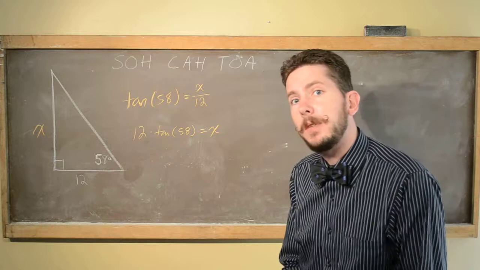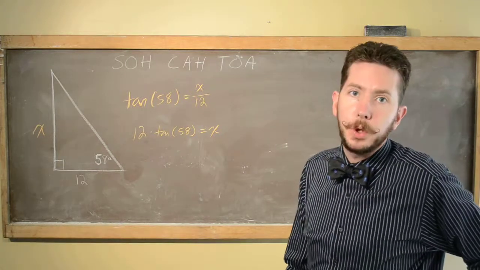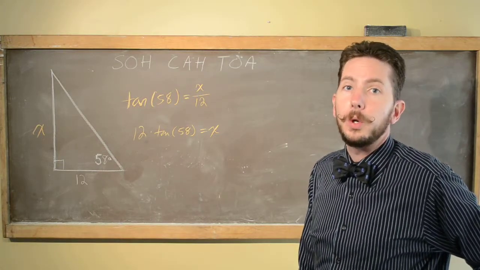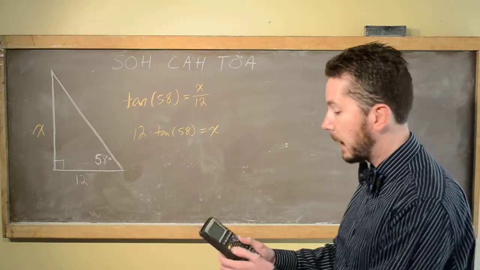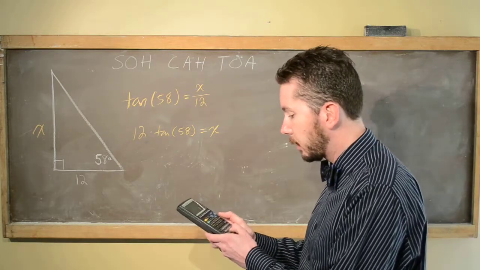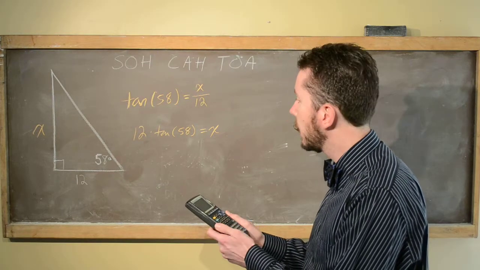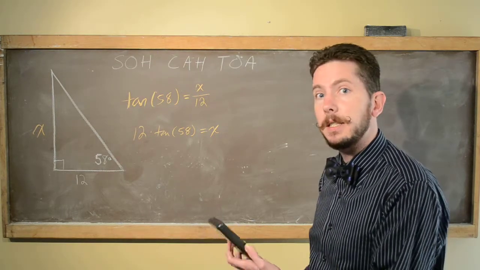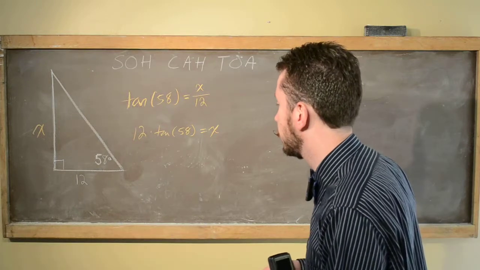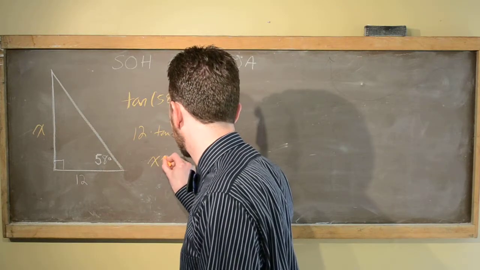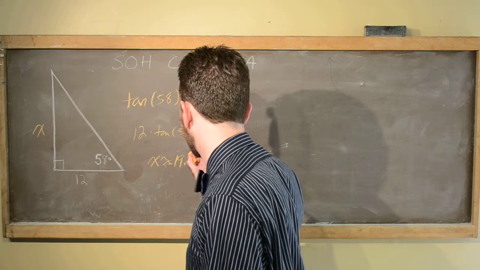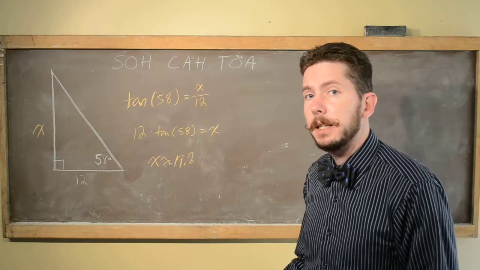And the tangent of 58 degrees is a known value. We'll use our calculator to get that value, or you could use a trig table. So if I take my calculator and do 12 times the tangent of 58, it tells me that that length, x, is about 19.2. And now we've found that side length.